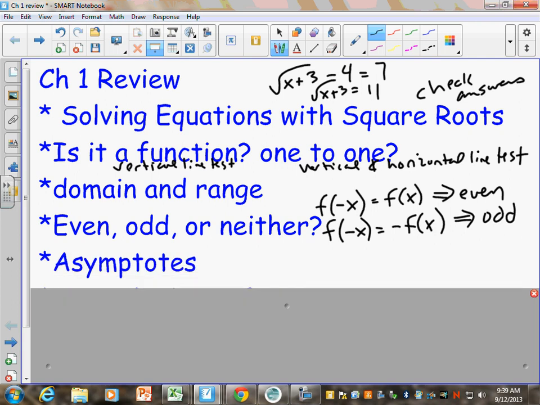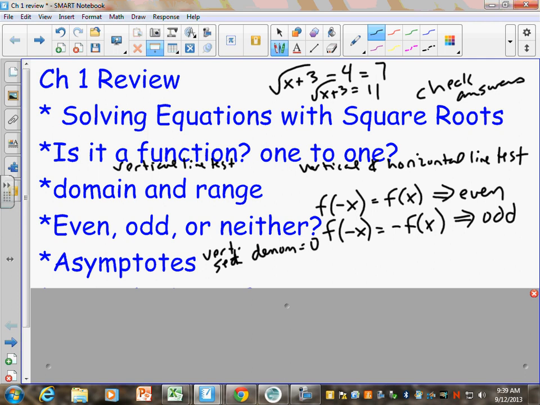Asymptotes also help with domain and range. Remember, for vertical asymptotes, you just set the denominator equal to 0. It's also how you find your domain. Whatever your asymptotes are, your domain can't be that, if you have something in the denominator.